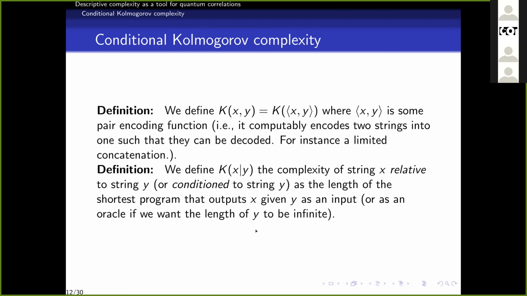And then we can define the relative complexity of string x with respect to y as the length of the shortest program that outputs x given y as an input. So it has access to the bits from y, and we want the length of the shortest program that can calculate x given y. If y was infinite, we can regard it as an oracle. So the program has access to the bits of y for free, and it has to calculate x. So the length of the shortest program that calculates x from y will be the conditional complexity.